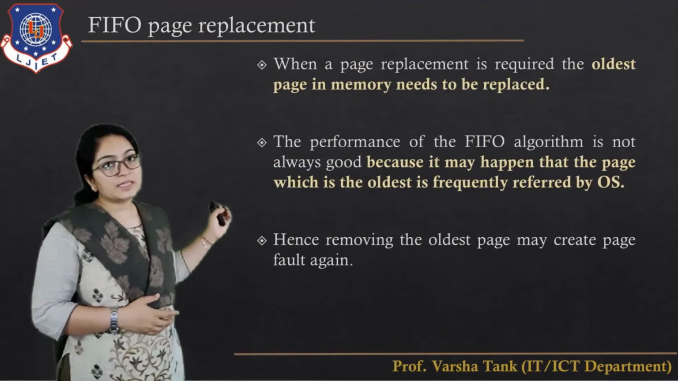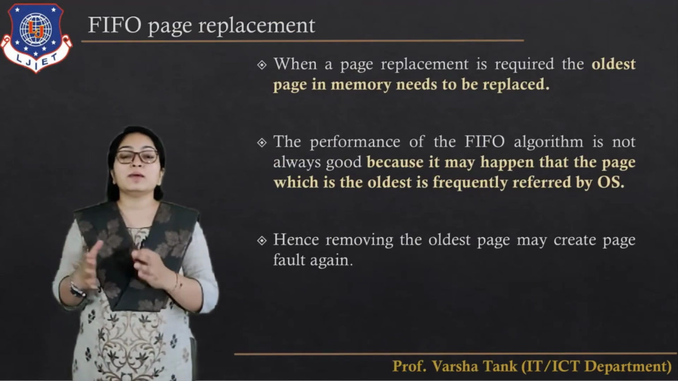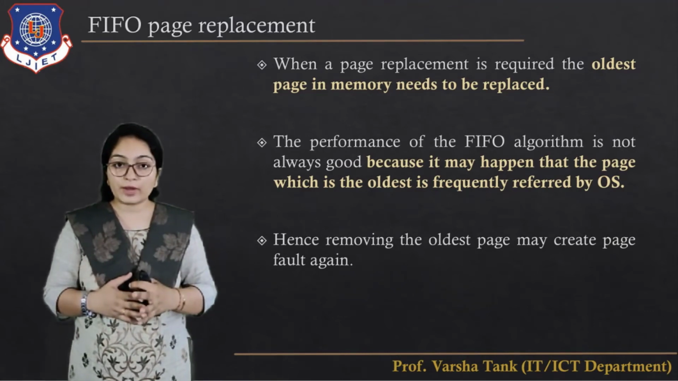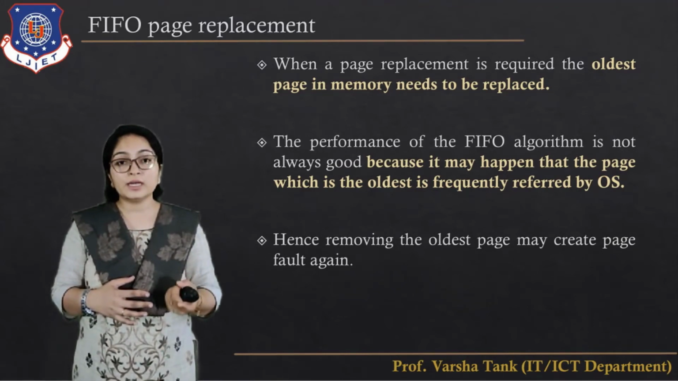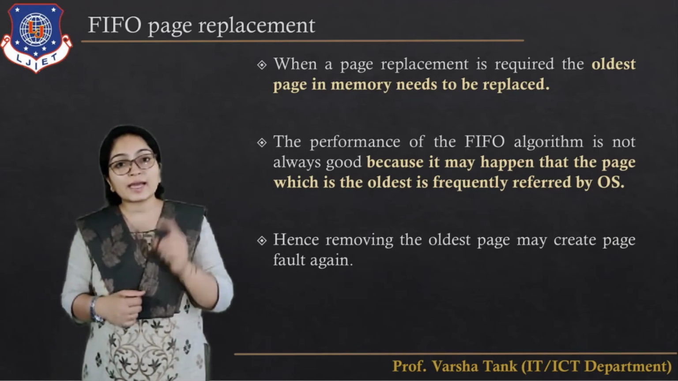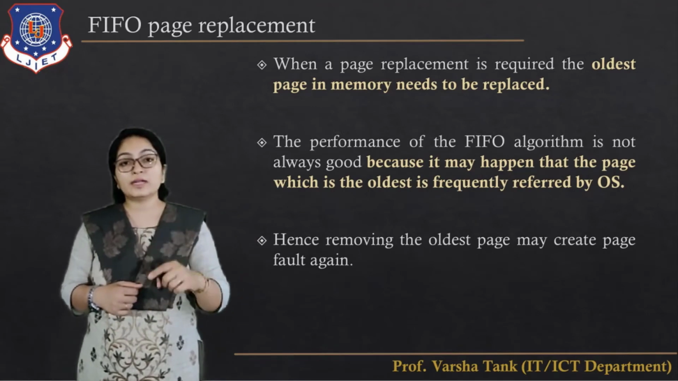Okay, so when a page is required, the oldest page in the memory needs to be replaced. When there is no free frame, which page do we have to select as a victim? The oldest page in the memory is the one we select as a victim, and that is going to be replaced.